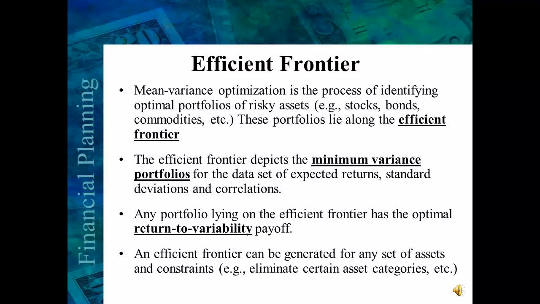The efficient frontier depicts the minimum variance portfolios for the data set of expected returns, standard deviations, and correlations. That means any portfolio lying on the efficient frontier has the optimal return to variability payoff, i.e. the minimum risk for a given level of return. An efficient frontier can be generated for any set of assets and constraints. For example, eliminating certain asset categories, etc.